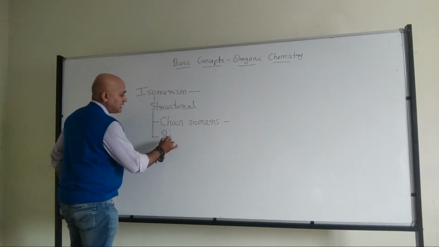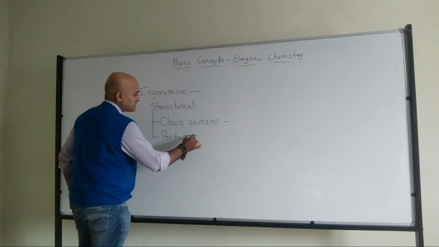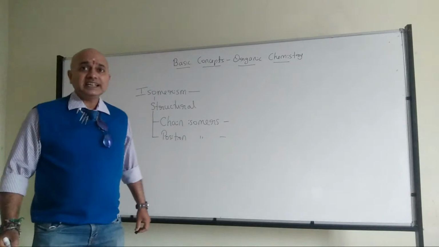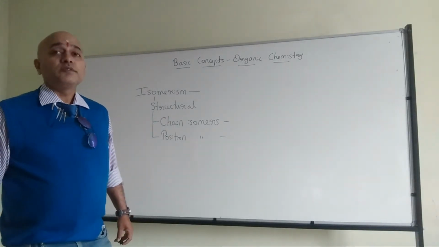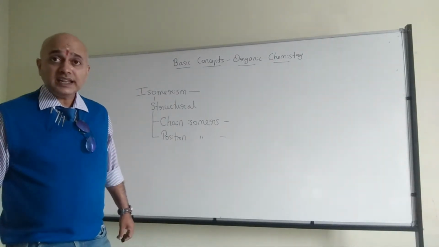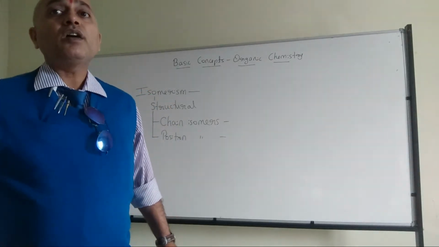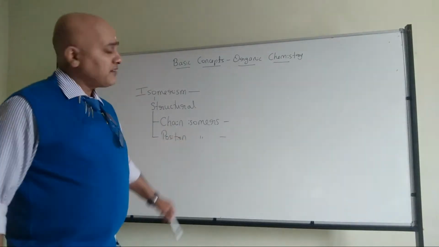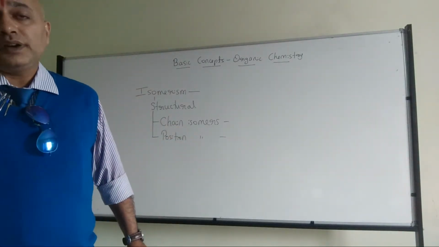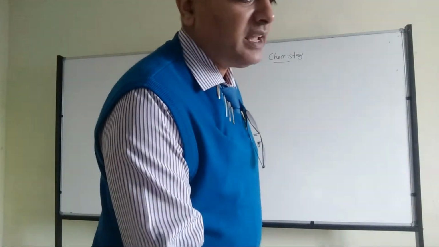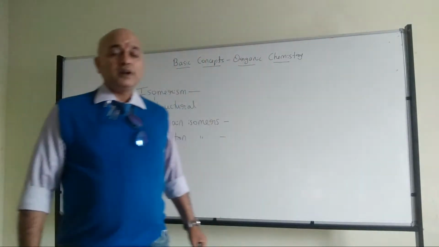Next one will be position isomers. It can be related to functional groups or it can be related to unsaturation, that is double bond or triple bond. So that's why we have the position isomers. All of you got my point? That's where we have the position isomers.